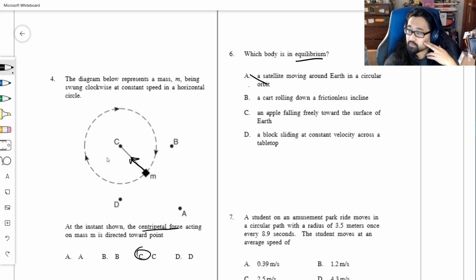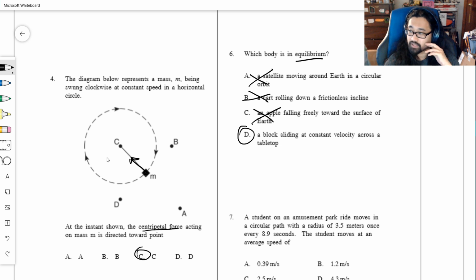It cannot be moving in a circular orbit because centripetal force is acting just like it would be in number 4. It's not going to be going down a frictionless incline because it's speeding up going down the hill. It's not something falling freely because the only force acting on it is gravity. There's nothing else to cancel it out. It must be the constant velocity.